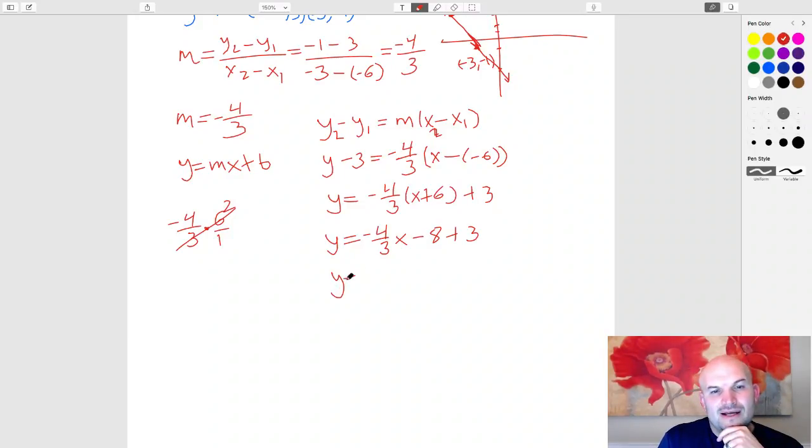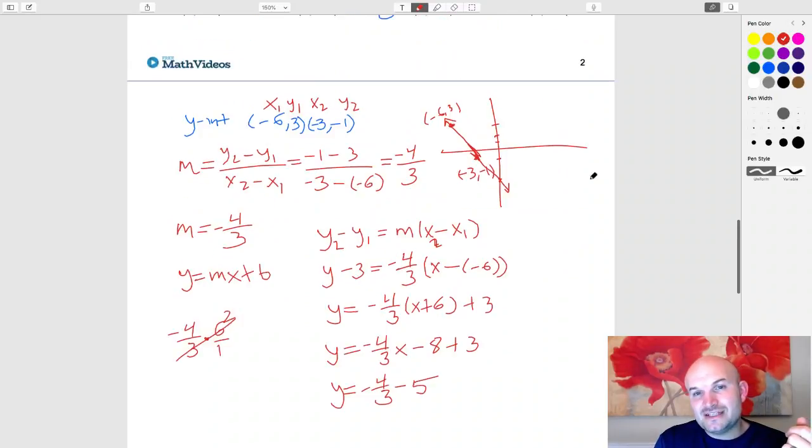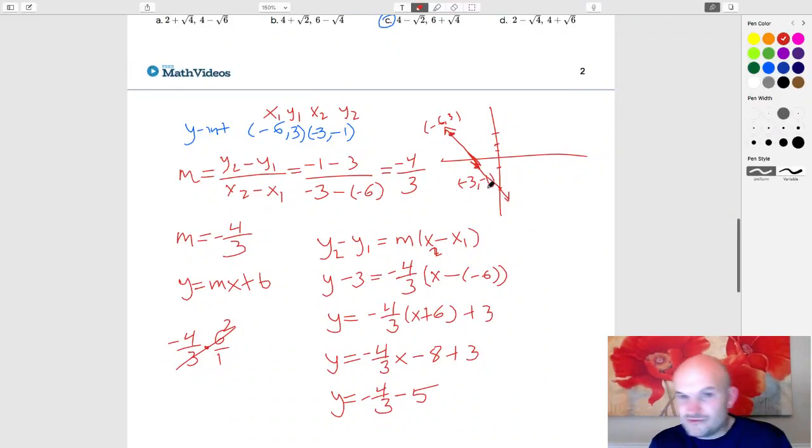And then I get y is equal to negative 4/3 x, negative 8 plus 3, which is a negative 5. And you can see, based on my rough drawing here, negative 5 kind of makes sense, right? I mean, there's an x there. But negative 5 basically makes sense.